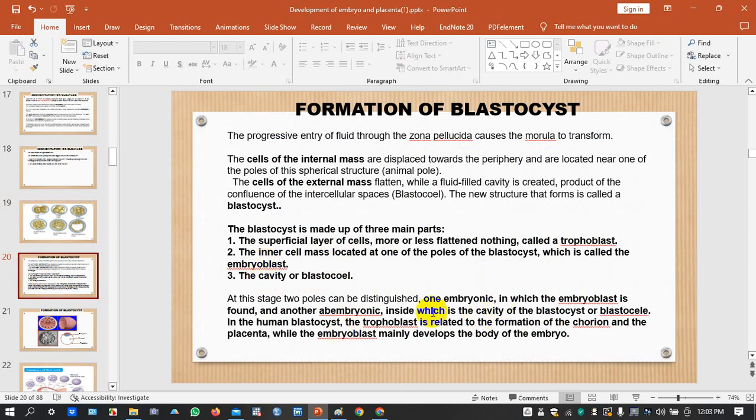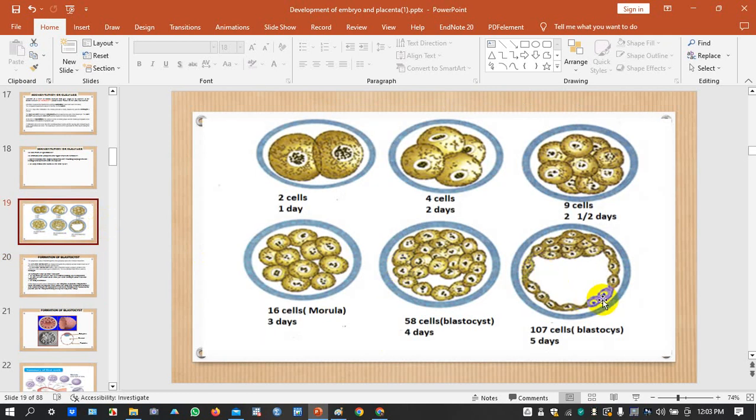And some of these things are very important, but you will even forget it. So you just get this. This is the trophoblast, which leads to the fetal membrane production. And the trophoblast divides into cytotrophoblast and syncytiotrophoblast. And the trophoblast leads to the formation of placenta, chorion, and the other fetal membranes. Whereas the embryoblast is the fetus.